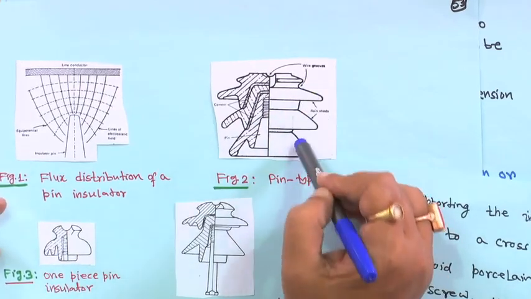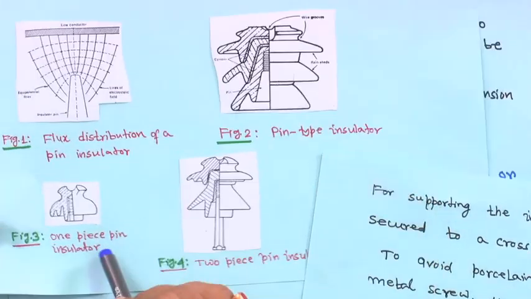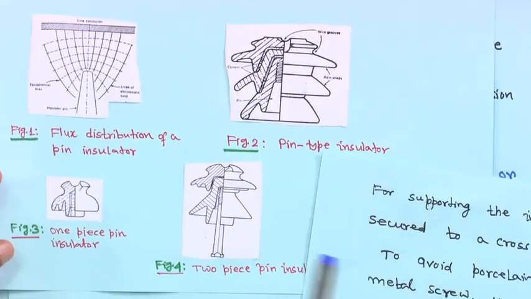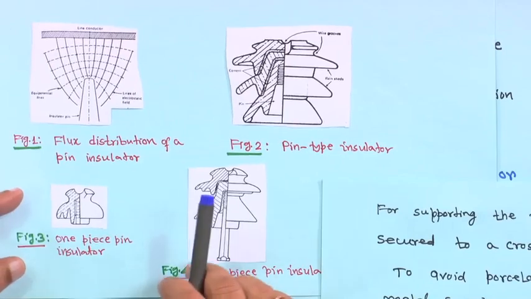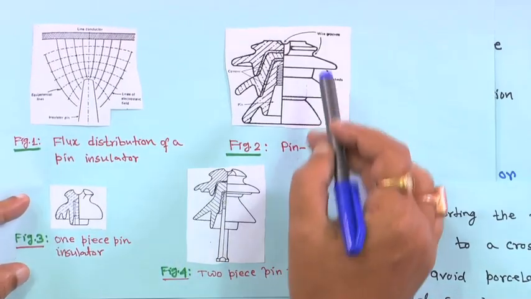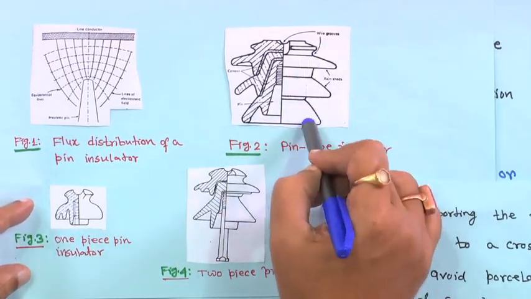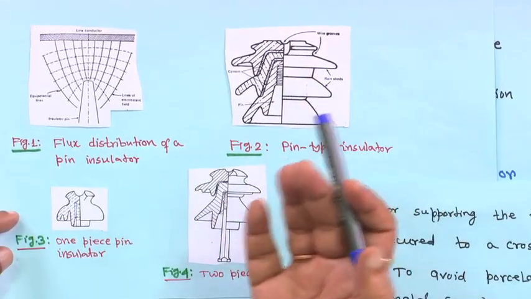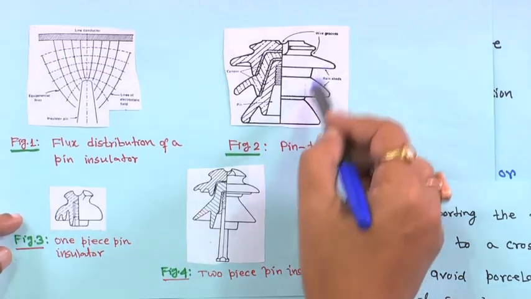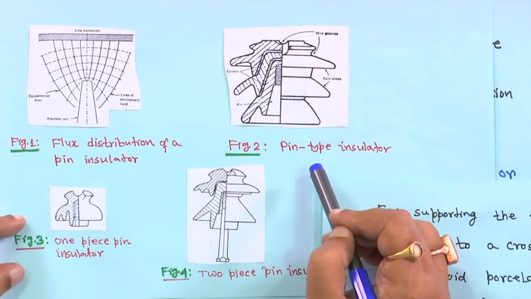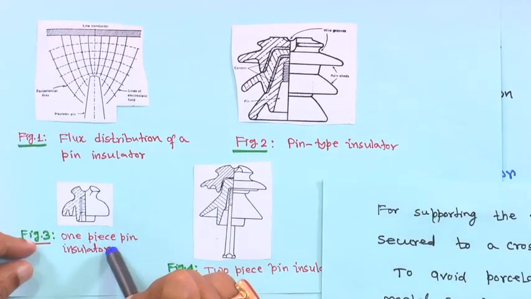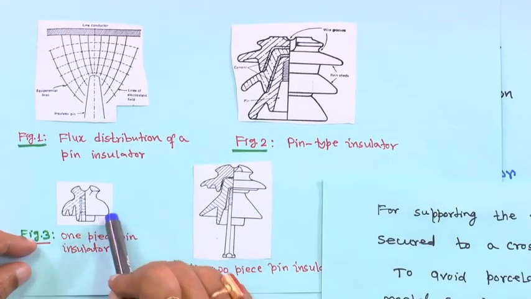So, this is 1, 2, 3, this is a 3 piece pin insulator, and this is a 1 piece pin insulator. The general thumb rule is something like this: if the voltage level is higher, then the number of pieces will increase, right. So, 1, 2, 3, so many are there, and particularly for the suspension type it is a string, and if it is only for low voltage level, only 1 piece.